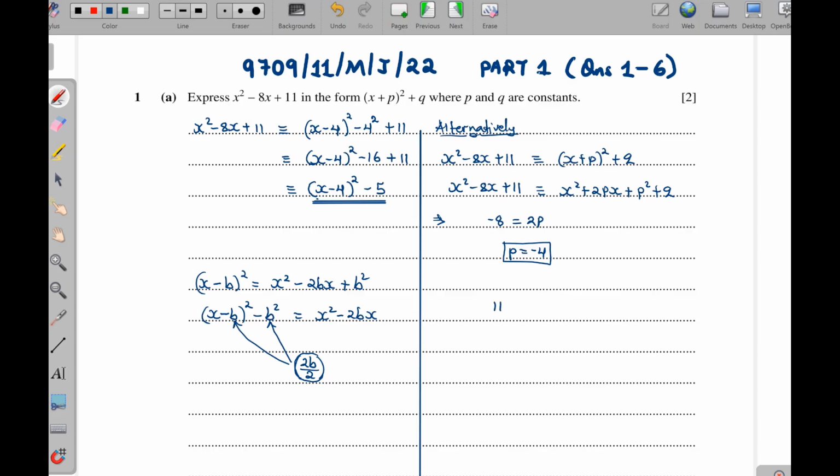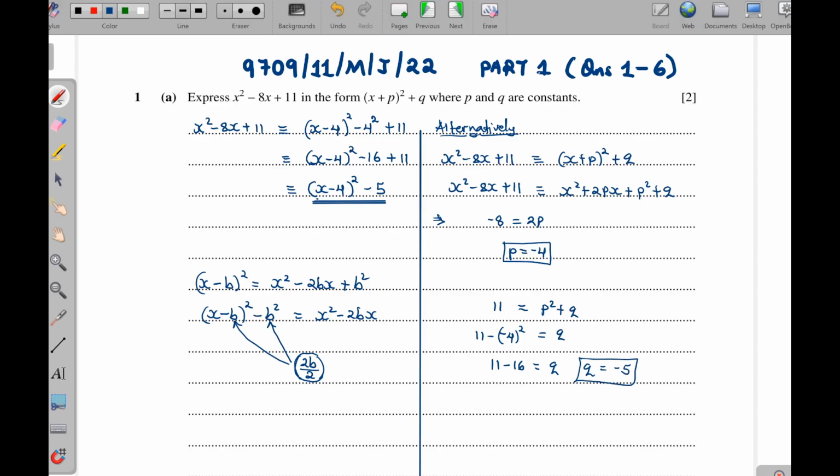We are seeing 11 is equal to, the constant part here is p squared plus q. That means q is going to be equal to 11 minus p squared, which is negative 4 squared. This will be 11 minus 16, and then q becomes negative what? 5.